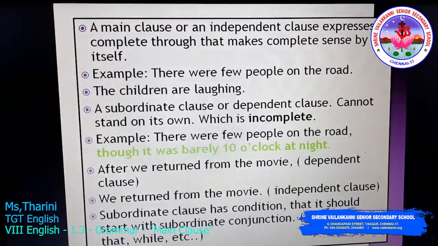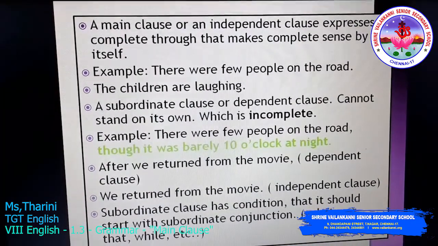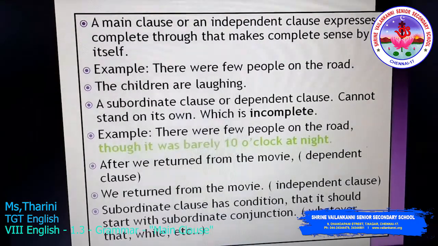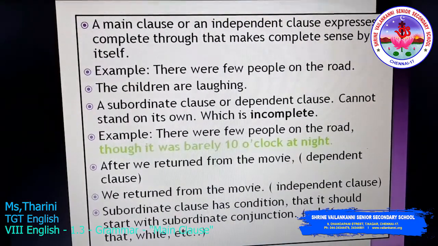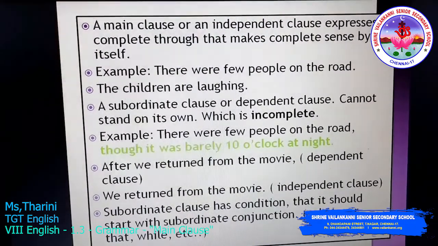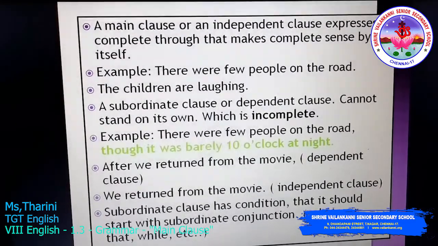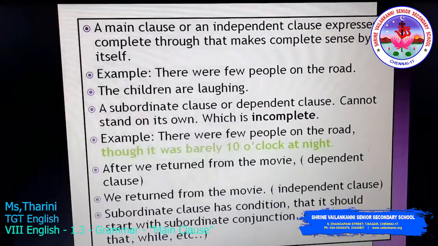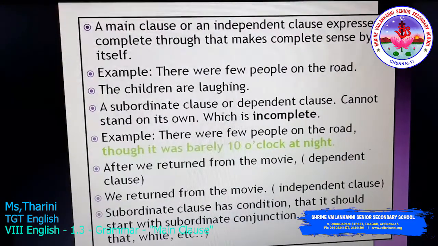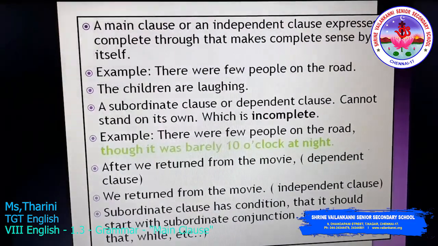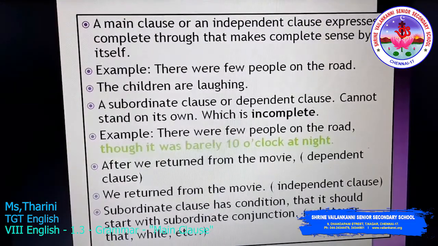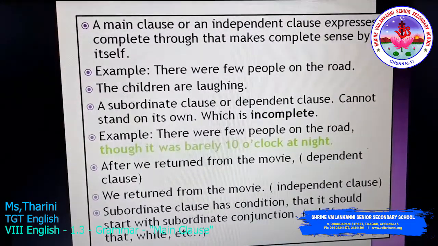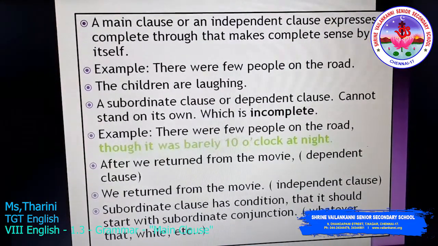Okay, next example. After we returned from the movie. What happened after we returned from the movie? So if I keep a full stop there, then that is wrong. It is not completed. Yes? So if I put a comma, then I'll write a main clause there, then that is a full sentence. So after we returned from the movie is dependent clause.